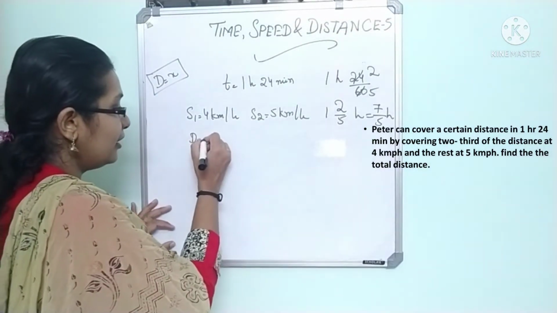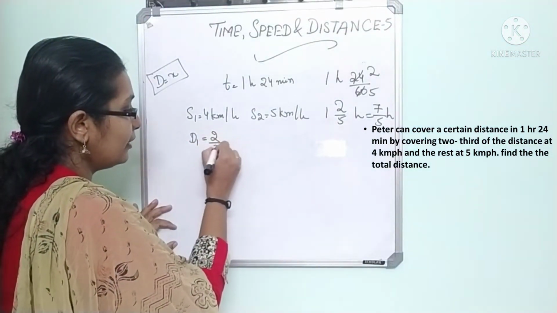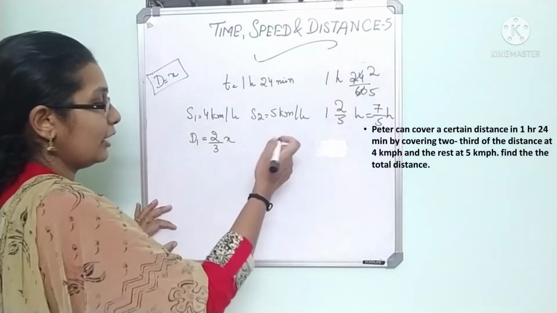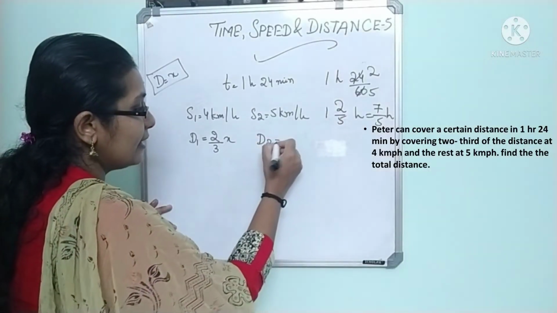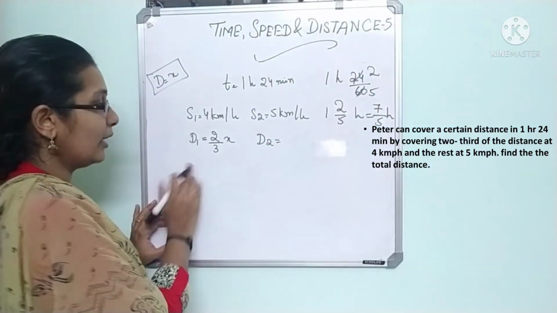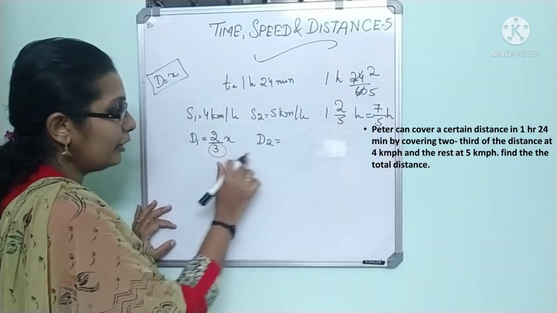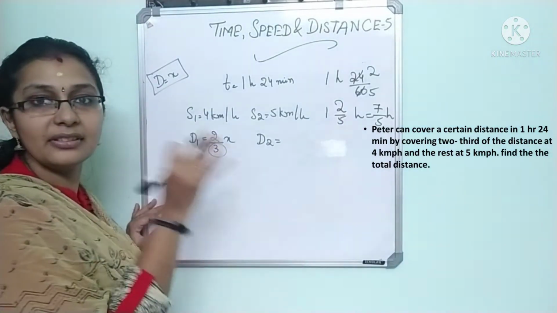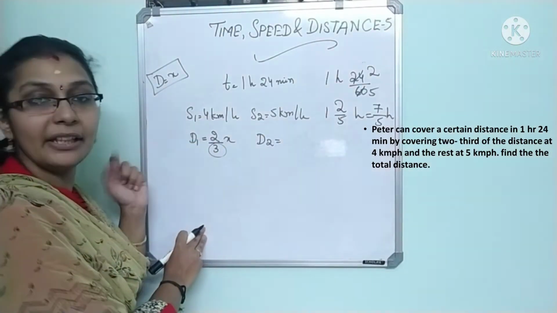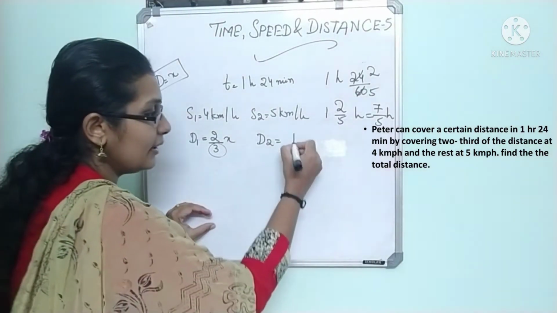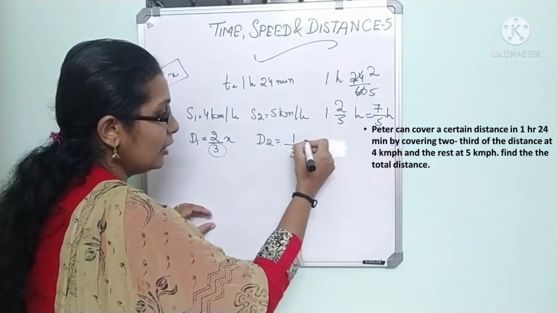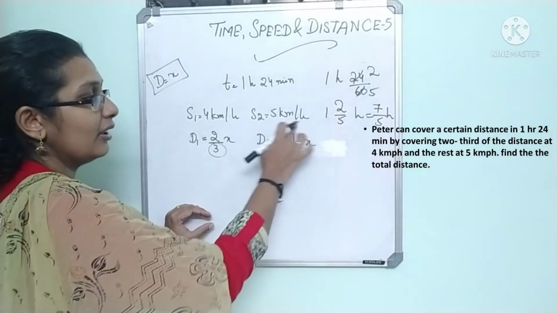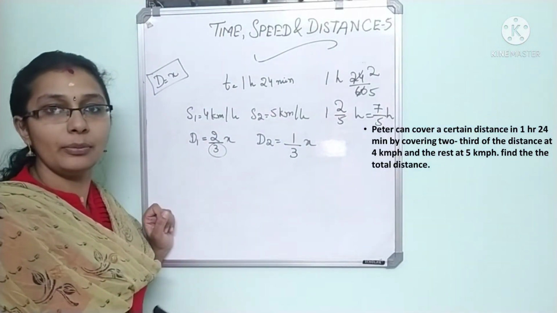And they have given the condition that it covers 2/3 of the total distance at 4 km per hour and the second distance is the remaining of this. So always remember, how will you find the remaining? The total portion is 3, out of which 2 is completed in the first part. So the remaining is 1/3. Correct? So 1/3 of the distance he will go with the speed of 5 km per hour.